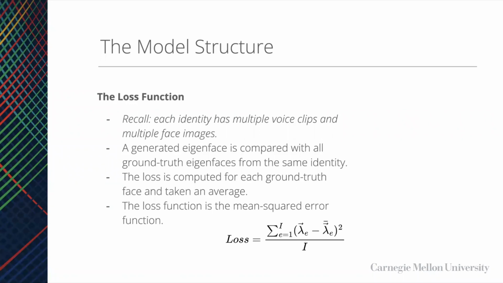So let's talk about the loss function. Recall that for each identity, there are multiple voice clips and multiple face images associated with an identity. So here comes the problem. It's a many-to-many mapping. For the loss calculation, a generated eigenface is compared with all ground truth eigenfaces from the same identity. The loss is computed for each ground truth face, and we take the average. The loss function here is a mean squared error function.